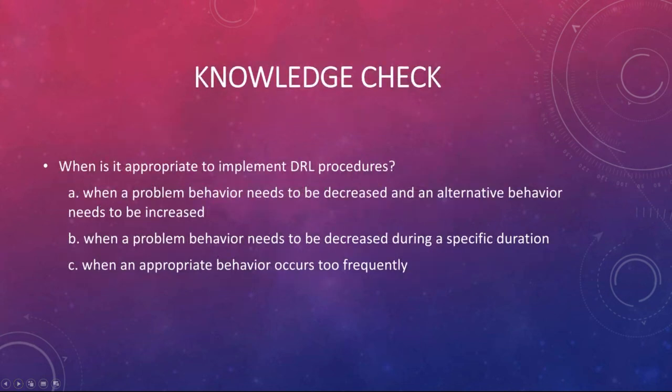All right, next we have our next knowledge check. When is it appropriate to implement DRL procedures? A, when a problem behavior needs to be decreased and an alternative behavior needs to be increased. B, when a problem behavior needs to be decreased during a specific duration. Or C, when an appropriate behavior occurs too frequently. I'll give you a minute so you can pause that. All right, and the correct answer is C, when an appropriate behavior occurs too frequently.